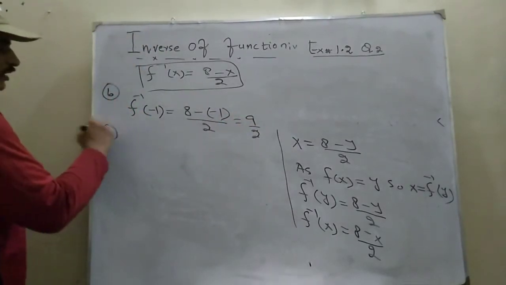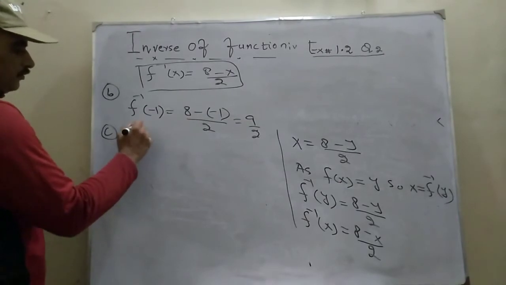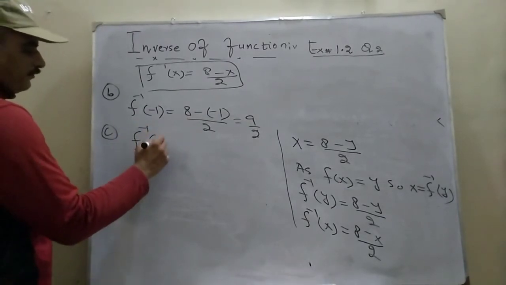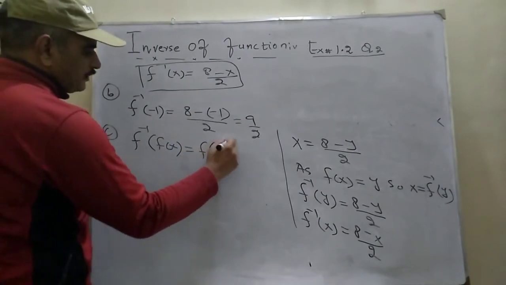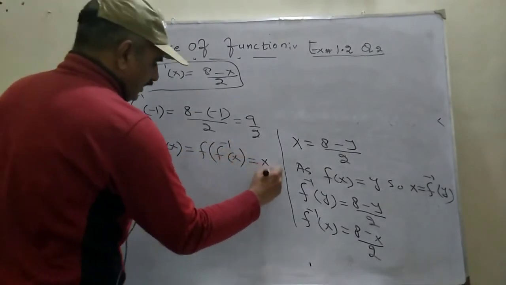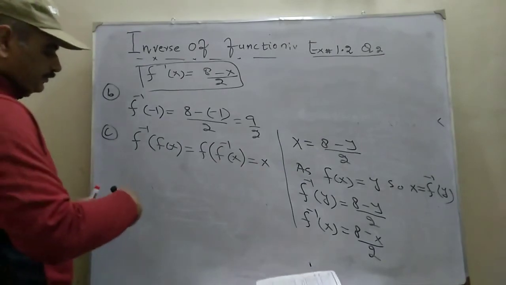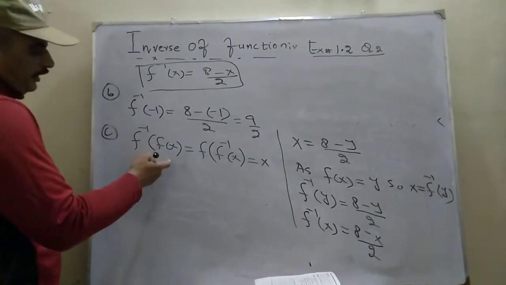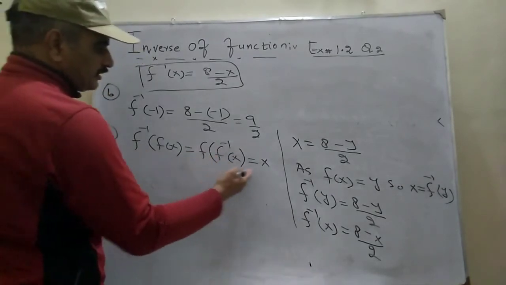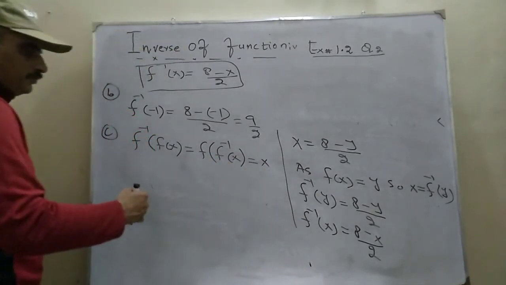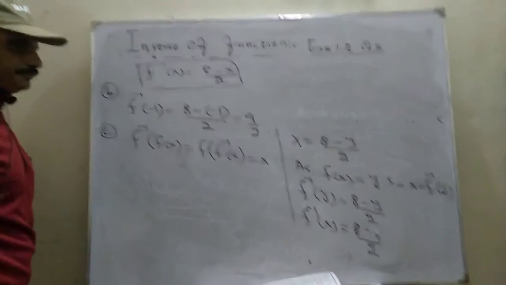The third is composition of functions. What we have to show is that f inverse of f(x) and f of f inverse of x is equal to x. That if we compose or combine the inverse with f of x, or f of x with the inverse, the result will be x. One by one we verify this.